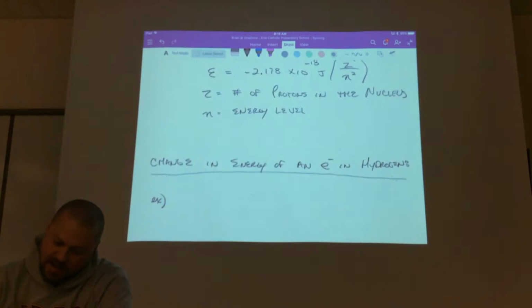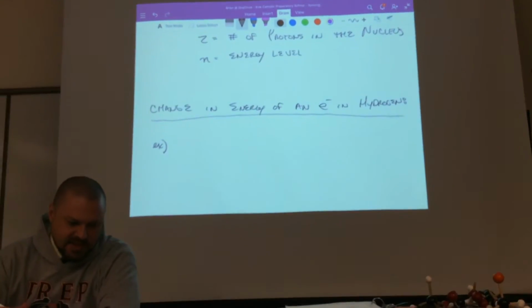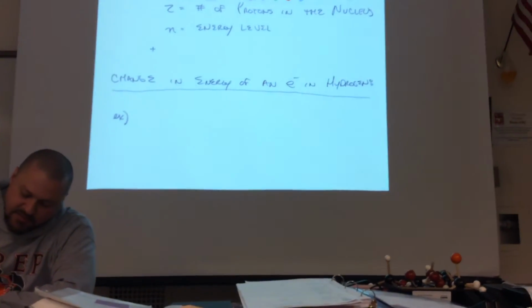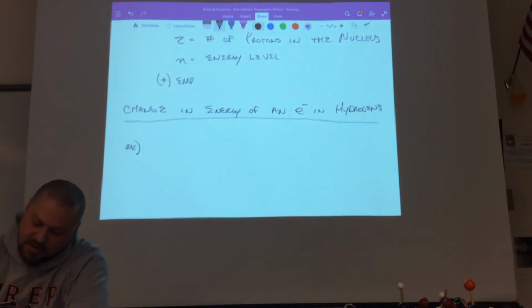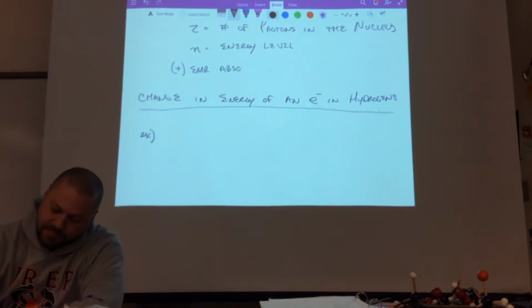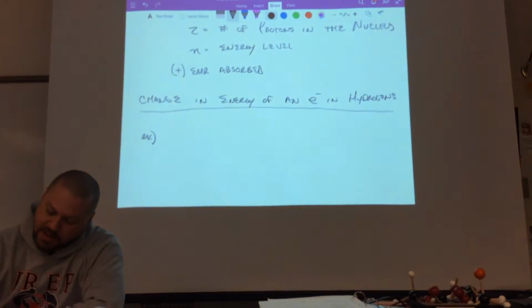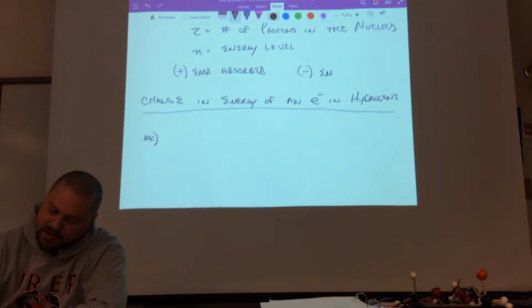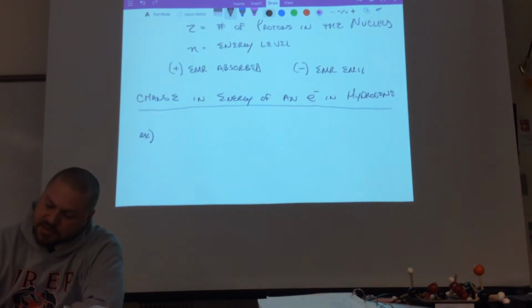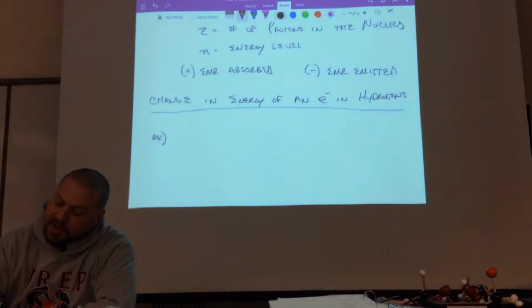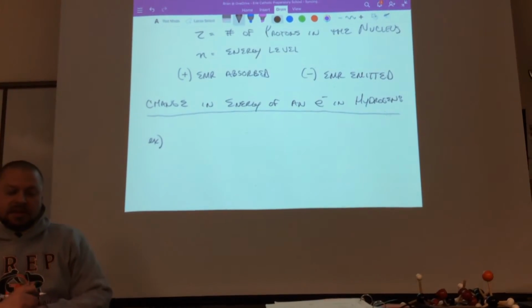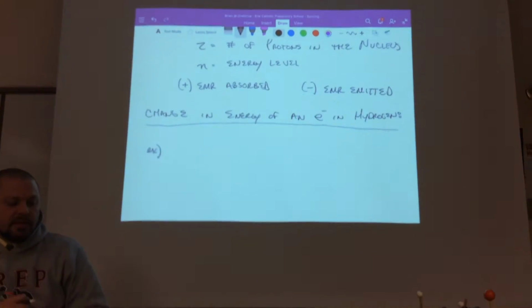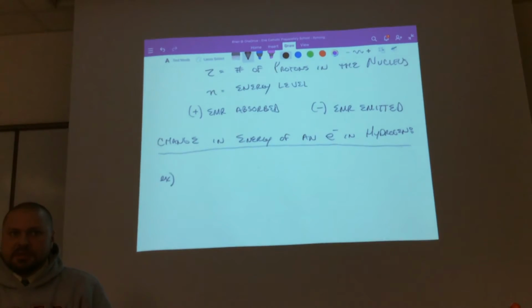Okay, and I want to put here, this is what Ethan said. If it's a positive, we'll say EMR absorbed. And if it's negative, we'll say EMR emitted. What is EMR? Electromagnetic radiation. Okay, so we'll do an example and then we'll just go over some homework.